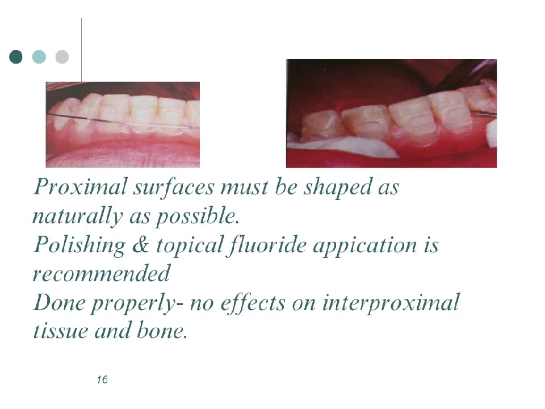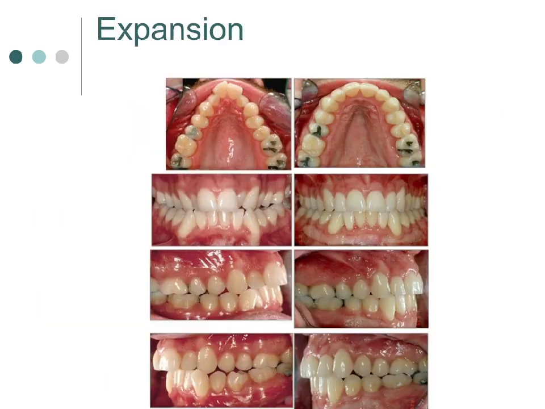Proximal surfaces must be shaped as naturally as possible. Polishing and topical fluoride application is recommended. When it is done properly, there will be no effects on interproximal tissue and bone. This picture shows arch expansion using the proximal stripping process.